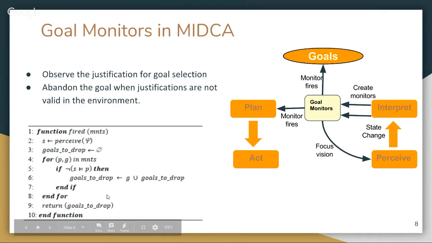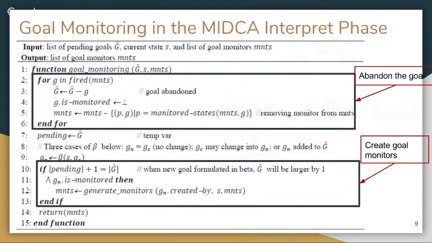Here is a piece of code that I put here, which explains that when the preconditions of a goal are not satisfied in the state, it results in dropping the goal. This is the interpret phase in MIDCA. You don't need to read the details here. I just want to say that in the first part, it checks to see if any monitor fires, and if it does, it abandons the goal and removes it from the set of goals it has, as you can see here. And when it formulates a goal, it creates goal monitors for that specific goal.